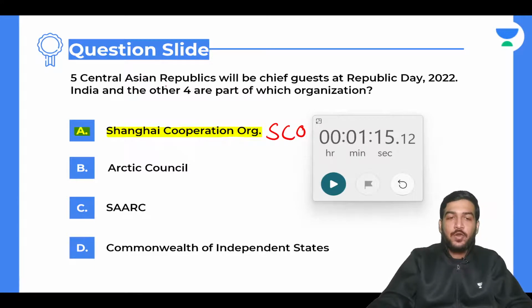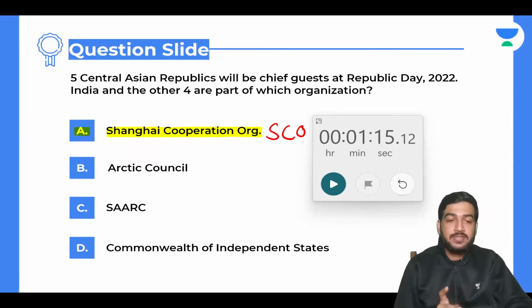SCO has 4 of the Central Asian republics, with Tajikistan not as a member. Arctic Council has India but not the Central Asian republics. SAARC has India but not the Central Asian republics. Commonwealth of Independent States has all 5 Central Asian republics but not India. So the answer is A, SCO.